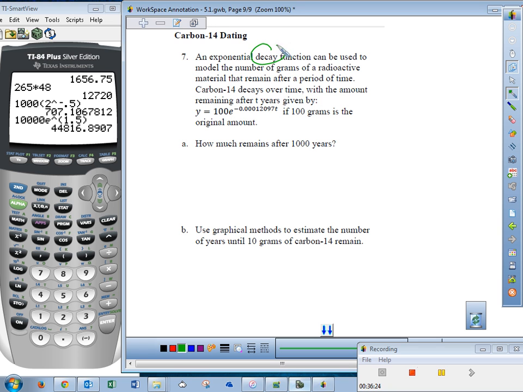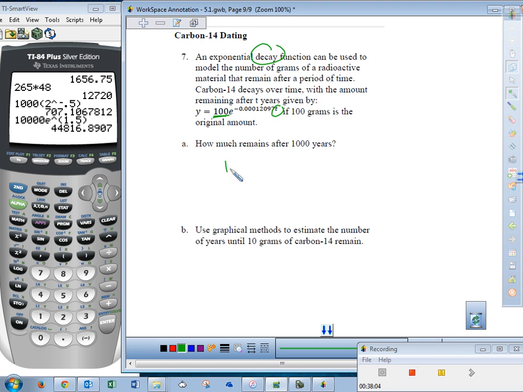Exponential decay. Used to model this radioactive material of carbon-14. That must be a big thing in science class. We do a million carbon-14 problems. So it decays over time with the amount remaining after t years given by this. Y is the exponential decay. Negative exponent, right? If 100 grams is the original amount, boom, there's your 100. How much remains after 1,000 years? Did they give me an x value or a y value? Or should I say a t value or a y value? T. Put 1,000 in, see what you get.